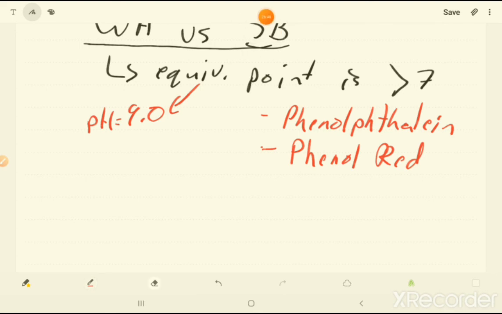So in short, just like in Chem 20, you look at the equivalence point based on the type of titration that you have, and you choose the indicator that has the equivalence point inside its pH range.